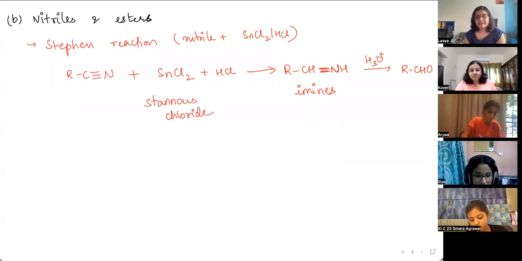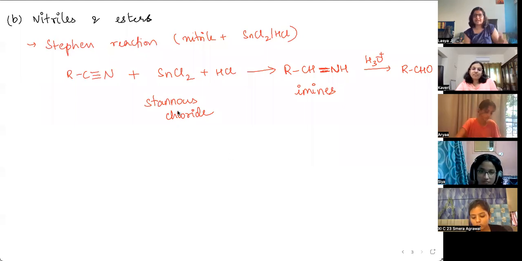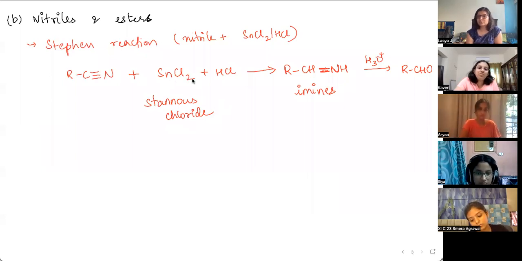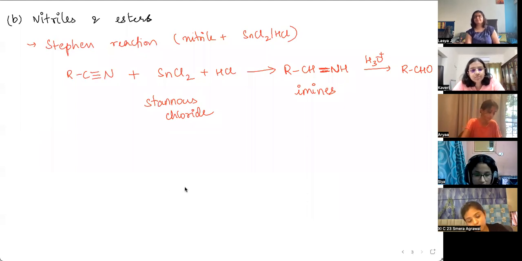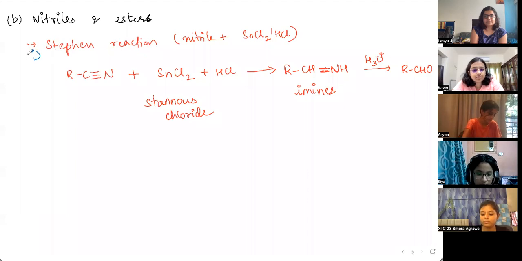So how you have ferrous chloride, ferric chloride for both the oxidation states, you have stannous chloride and stannic chloride. Because we're using SnCl2, the lower oxidation state, it is stannous chloride. So this is one reaction, call it 1.